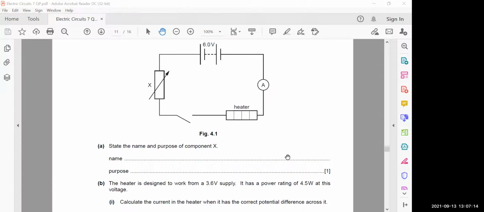Tanuj and Atharva Chavan. May I know what is the purpose? What is the name of this component X? Atharva and Tanuj. Purpose of X and name of X.